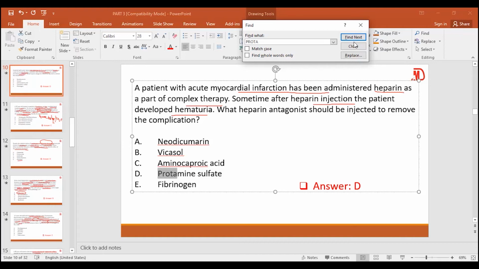Doc, do you get me now? Yes, please. So yes, we can consider it as an option. Definitely, we can. And I think that's why one of us was also thinking about Vicazole as an option. But then we have protamine, so we'll definitely go for protamine as the likely answer.